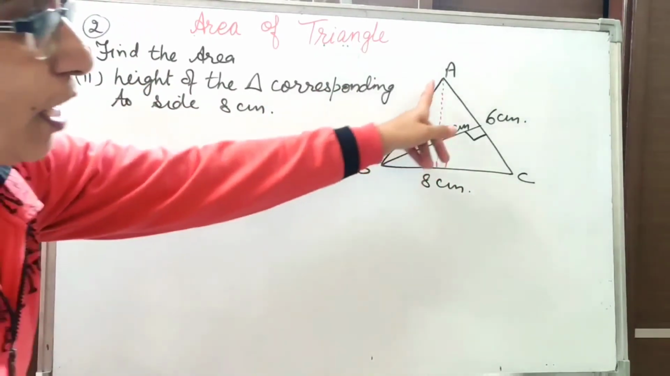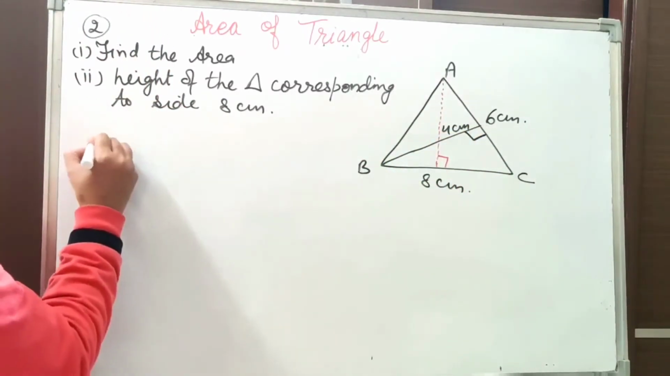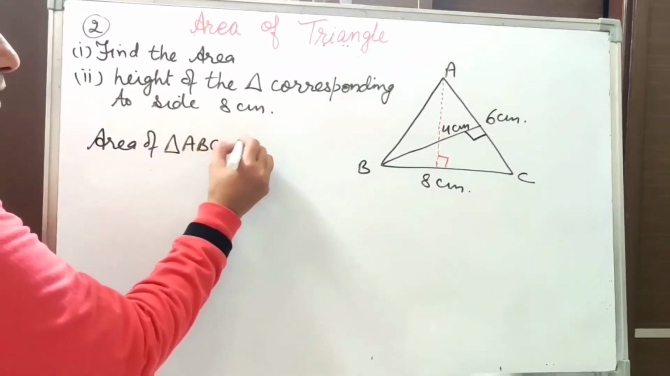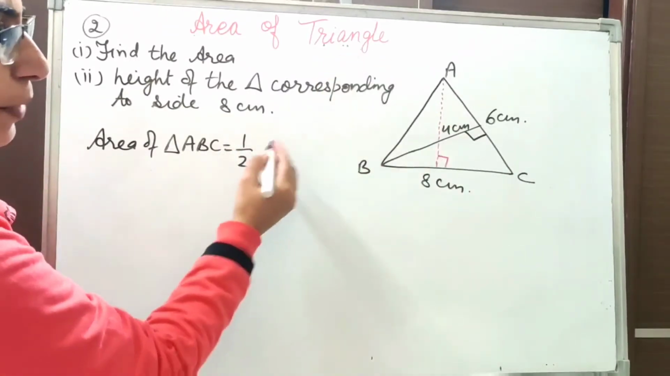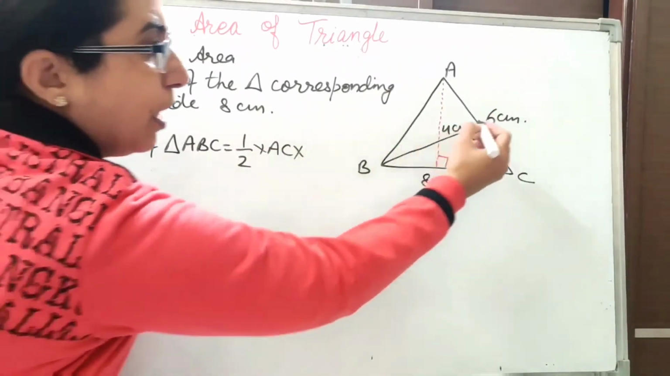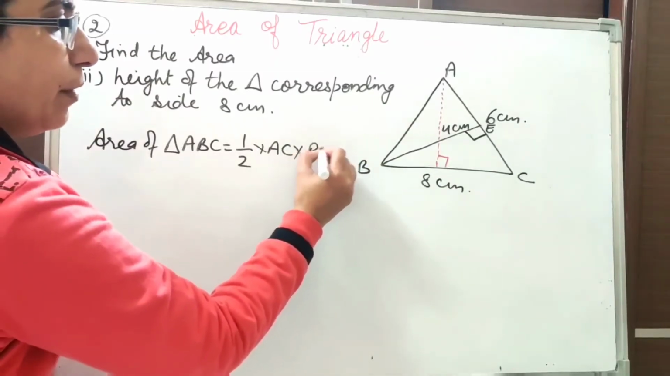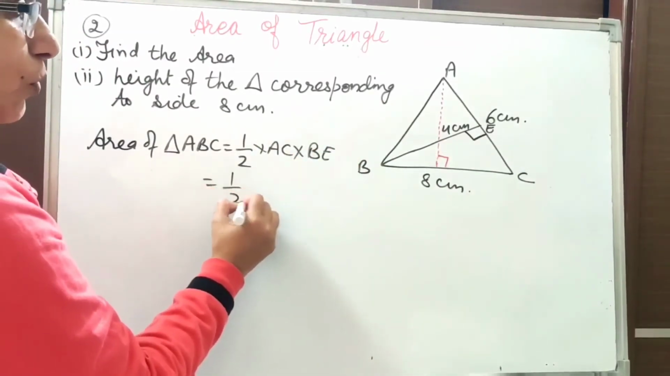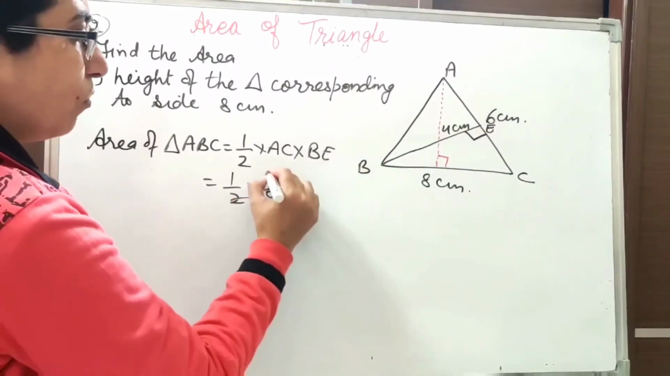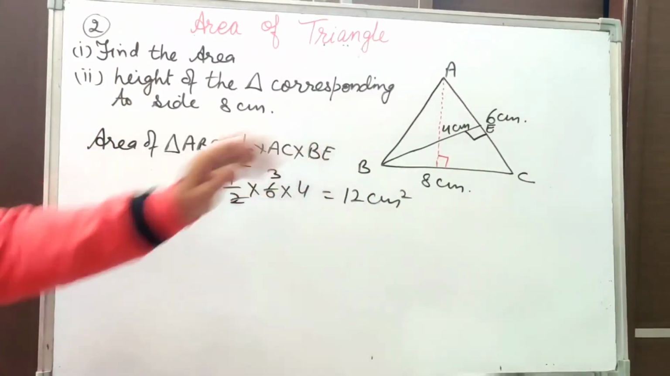First of all we have one base and its corresponding height, so we can easily find the area of the triangle. The area of triangle ABC in this case is 1 upon 2, base is AC and its corresponding height, let the foot be E, is BE. So 1 upon 2, base is 6 and corresponding height is 4 cm. We have 12 cm square. This is the area of this triangle.